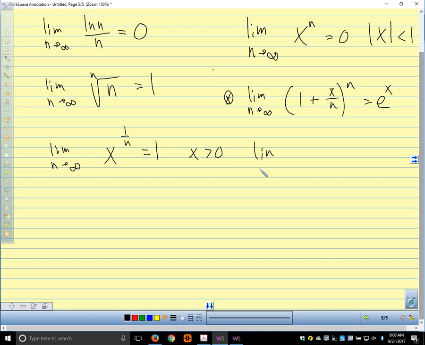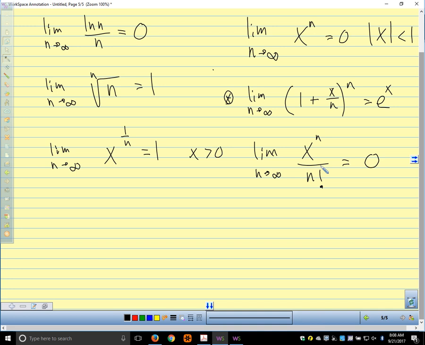And finally, the limit as n approaches infinity of x to the n over n factorial is 0. And you might want to think about how you would demonstrate this, other than saying the bottom grows faster than the top.